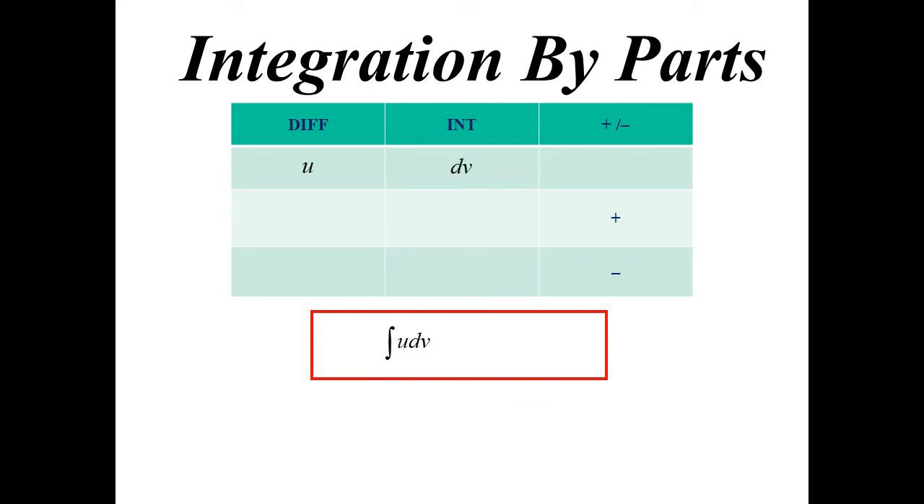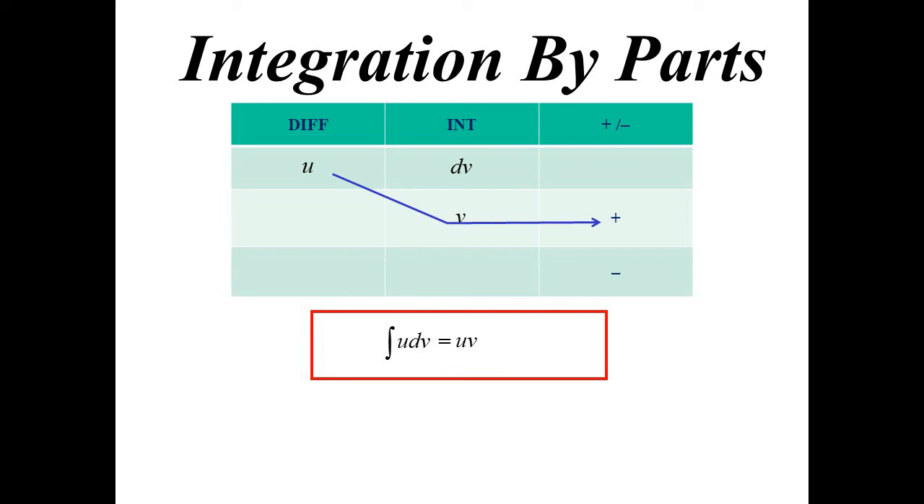So how do I get my answer? See what I've done? The question is written there, u dv. You've still got to work out what's going to be u and what's going to be dv, but we write them in the appropriate columns. I integrate the dv and get v for the first step, and we go uv plus. So I've got uv down there.